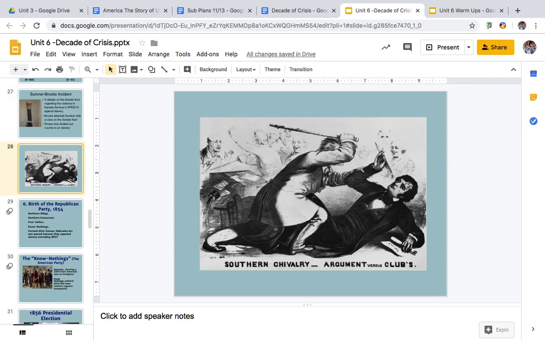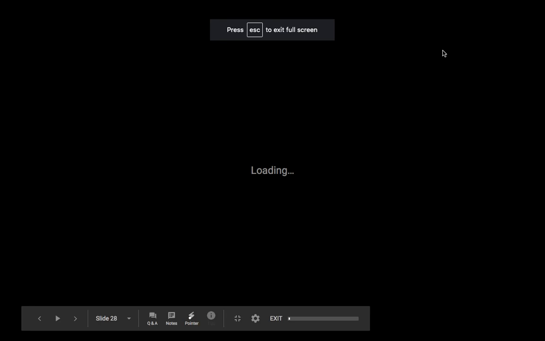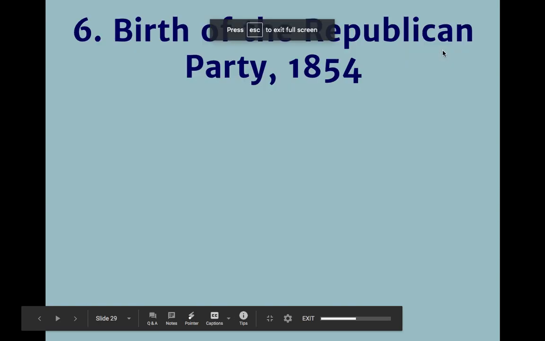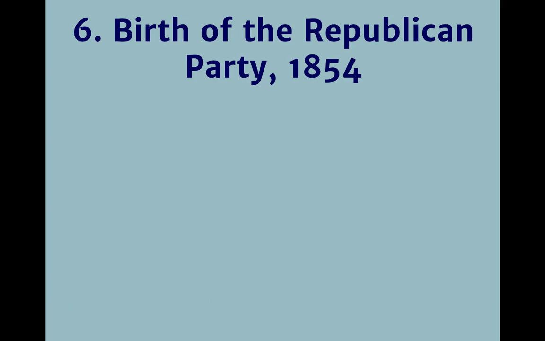Countdown. So remember, we finished up with the Brooks Sumner incident at 7. Okay, number 6 is going to be the creation of the Republican Party. Just to review, the Democratic Party was created by Andrew Jackson after the corrupt bargain, and then the Whig Party was created to oppose Andrew Jackson. So this is going to be about the creation of the Republican Party.